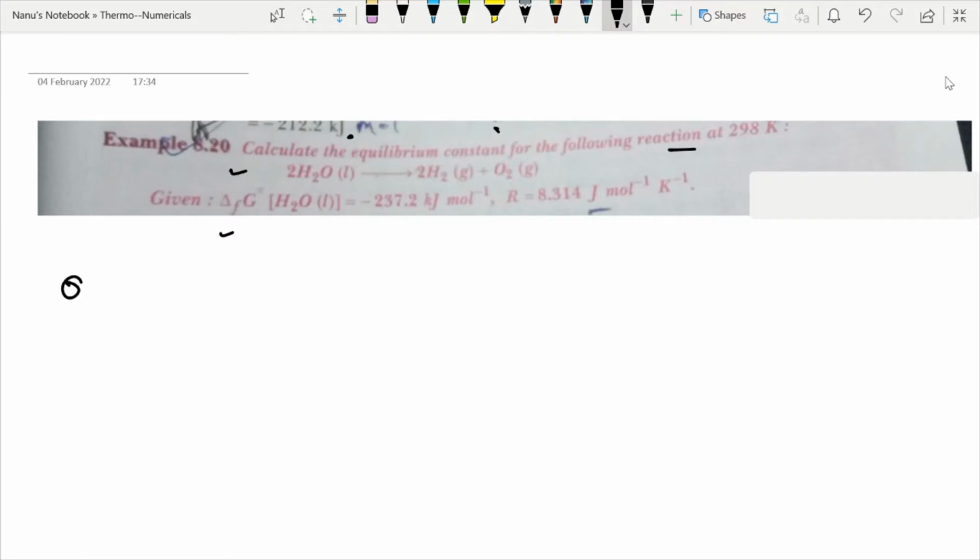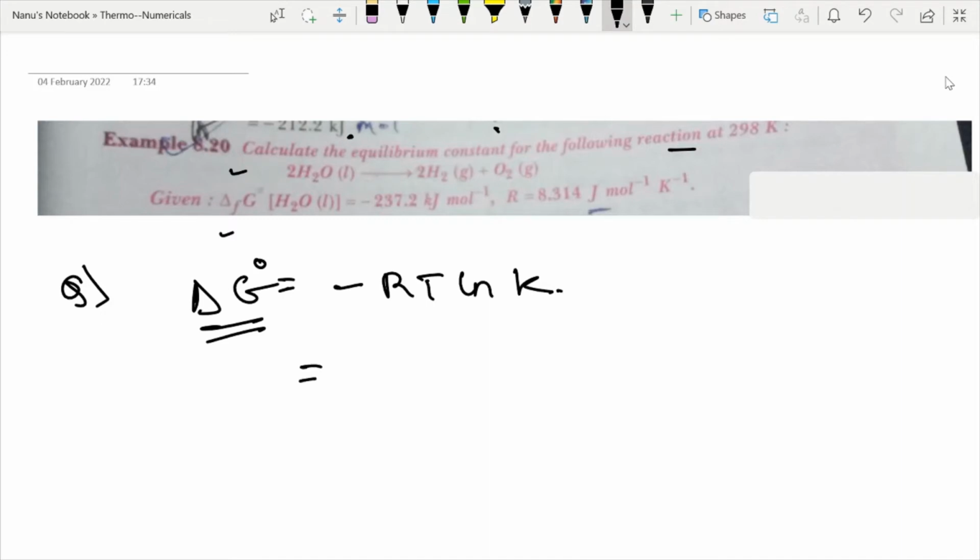Okay, this question is very important because it relates our del G with your equilibrium constant. What's the relation? Del G at the standard state is equals to minus RT ln K. How did I get this equation? I have told all the equations in the last class. So please have a look at that video if you are having problem. If you are not having problem, fine.